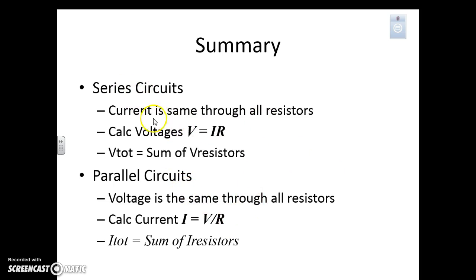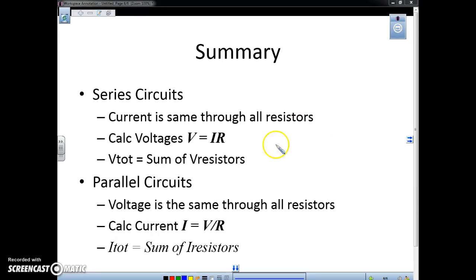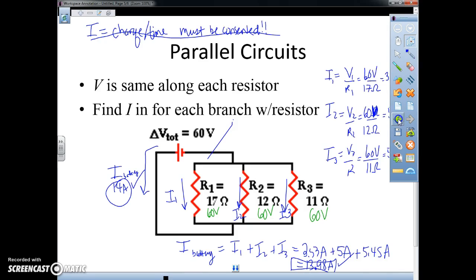So in summary, current is the same with series. You can calculate the voltage drops between each resistor with I and R, and the total voltage is the sum of the resistor voltages. And the opposite is true. The voltages are the same through all the resistors in a parallel circuit. You calculate current, I equals V divided by R, and the I total is the sum of the I of the resistors. And generally, with a series circuit, your R equivalent is always bigger.